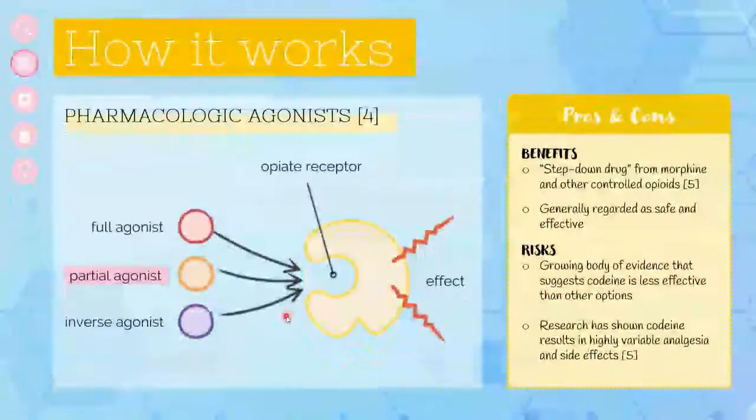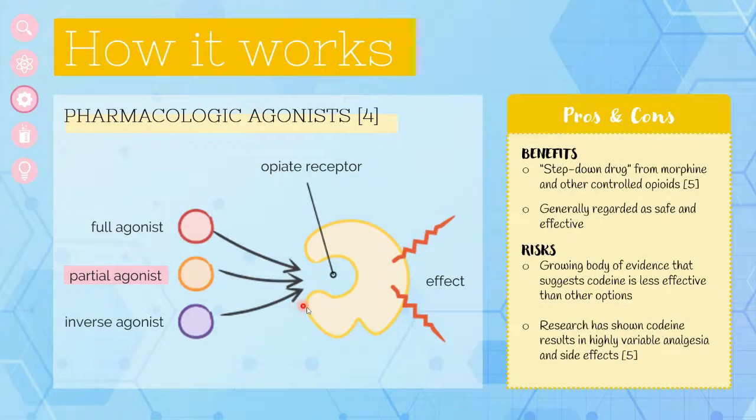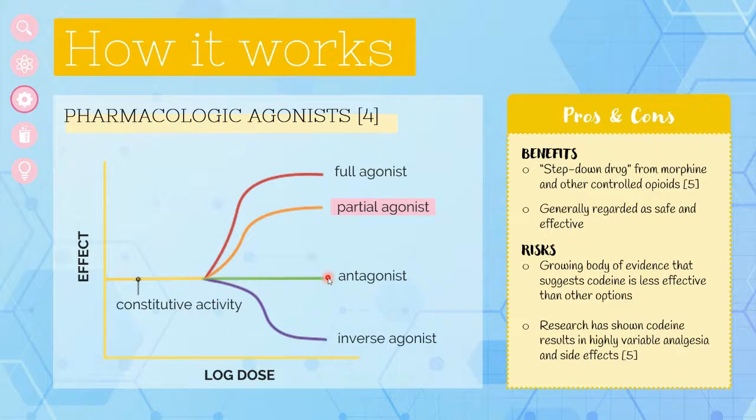Okay, so how does codeine work? Opioids like codeine work by activating our opioid receptors in our nerve cells, and these receptors belong to a family of proteins known as G protein coupled receptors, or GPCRs. Codeine is a partial agonist, which means that relative to a full agonist like morphine, it will only produce a partial response. So in the case of codeine, it only works as a mild to moderate pain reliever.